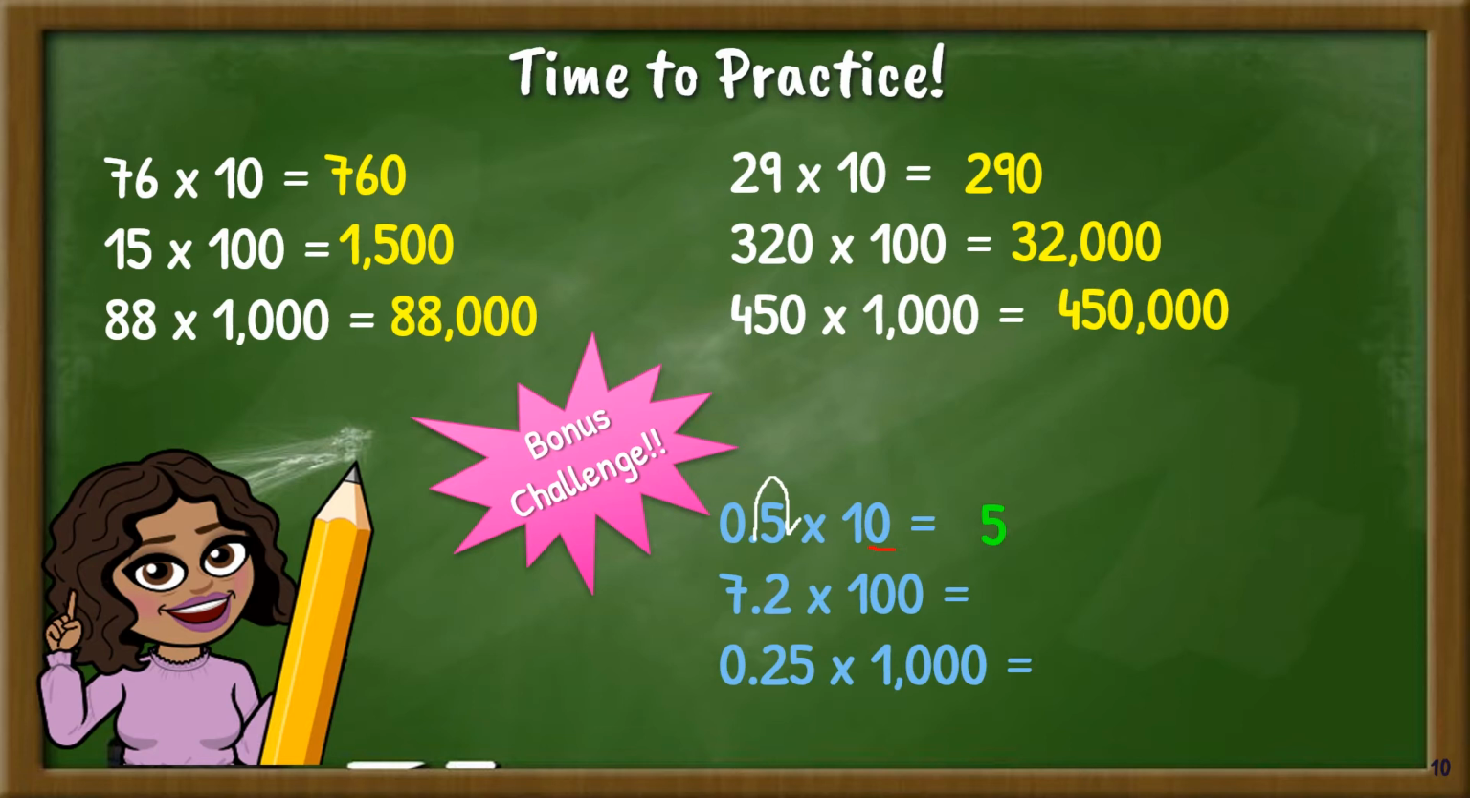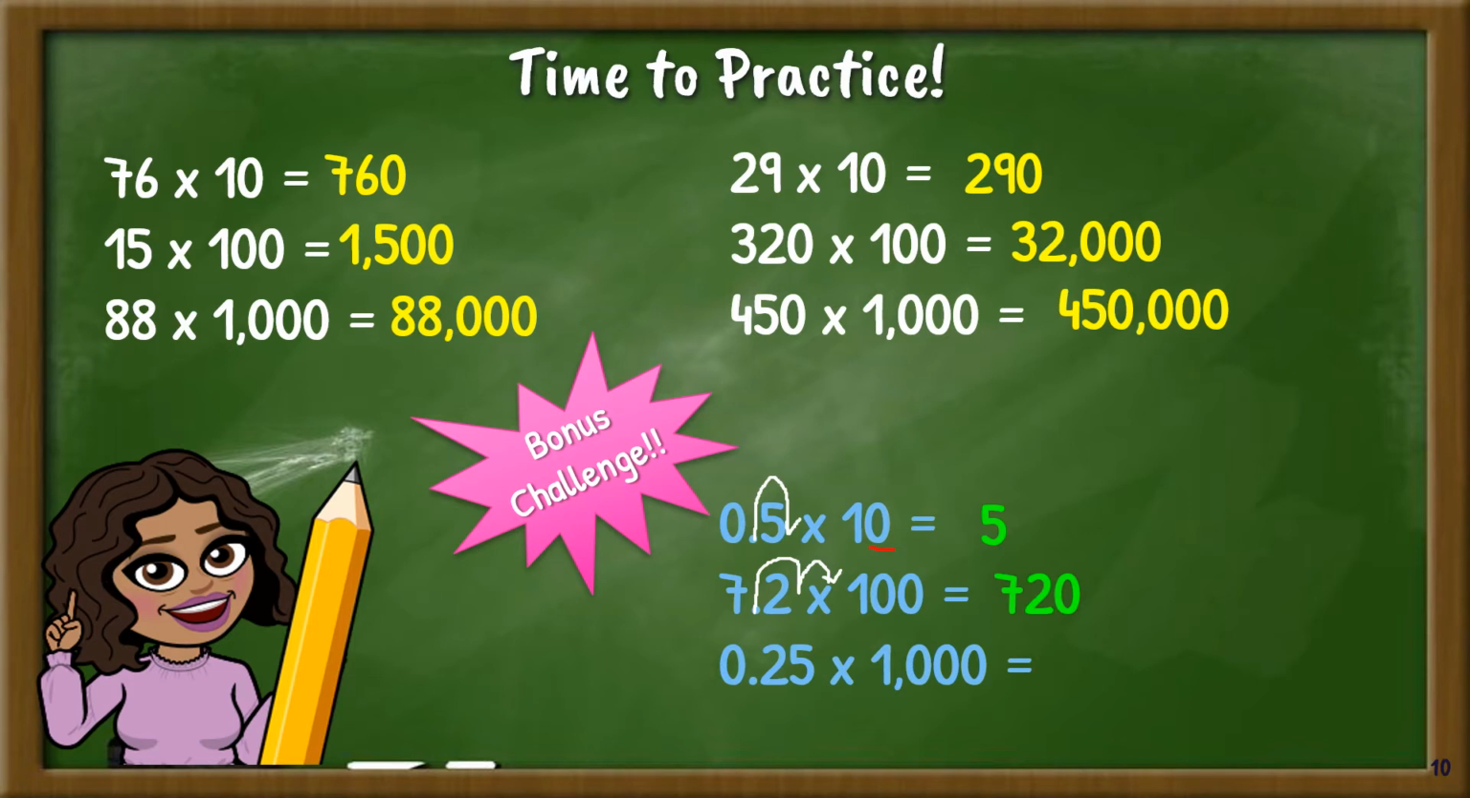Next, we have 7.2 times 100. This time we have two zeros, so our decimal point should move two times. So that's once and that's twice. But you will notice now there's nothing behind the 2. Here is where we will add that 0, giving us an answer of 720.